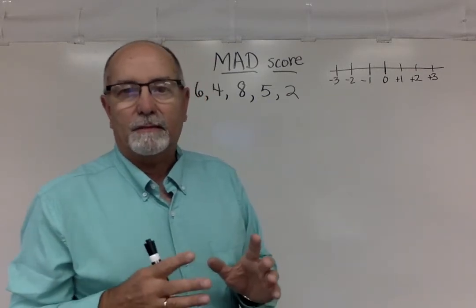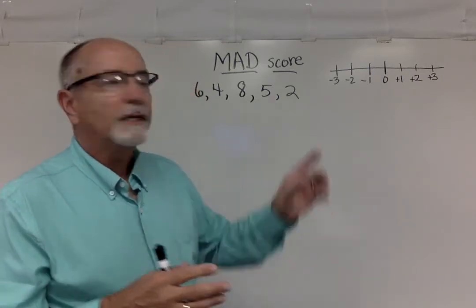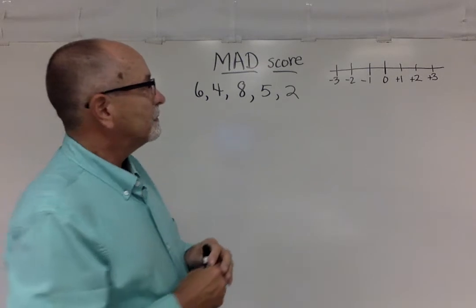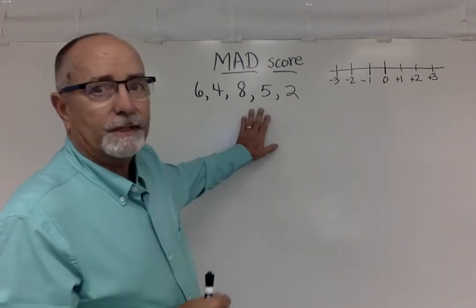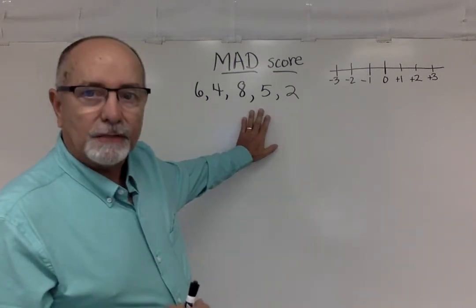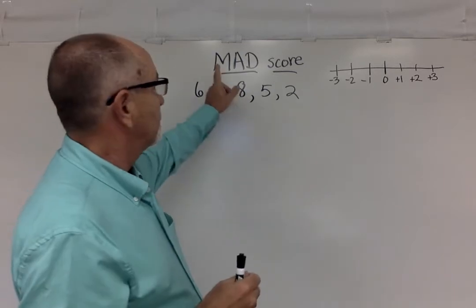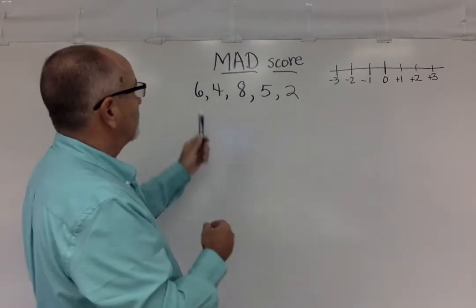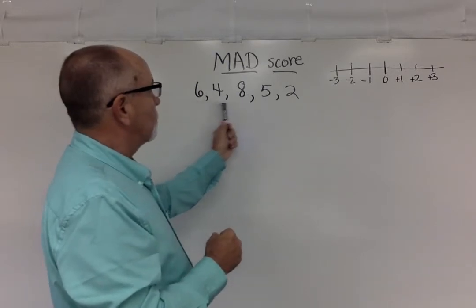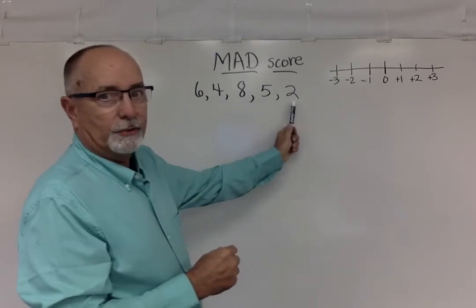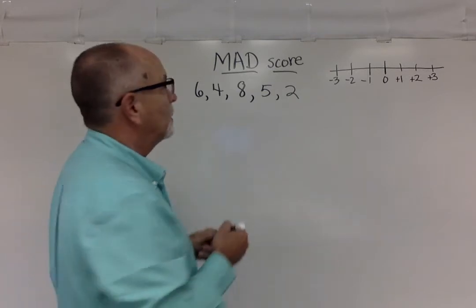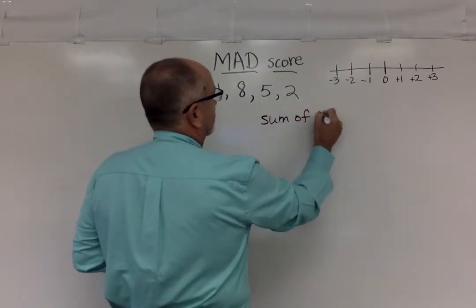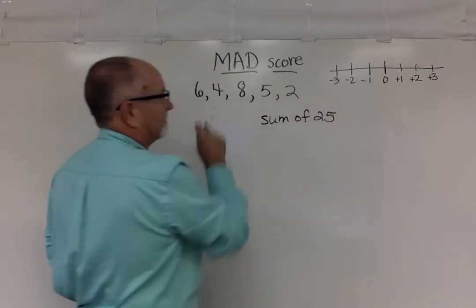Any negative number is a positive distance from 0, just like any positive number is from 0. So that is an important understanding when you think of MAD scores because of that absolute part that we're going to work with. So with these 5 numbers, we're going to find the mean or the average. That is part of the understanding to get to the MAD score. So if we add up 6, 4, 8, 5, and 2, you're going to get a sum of 25 with these 5 numbers.